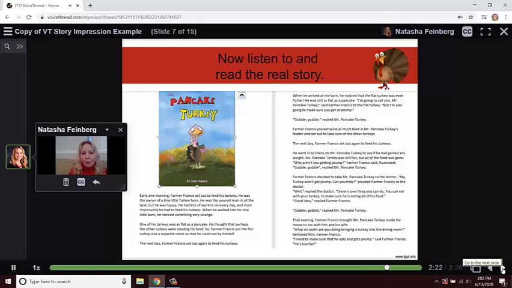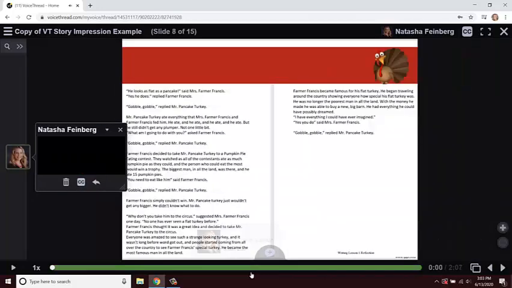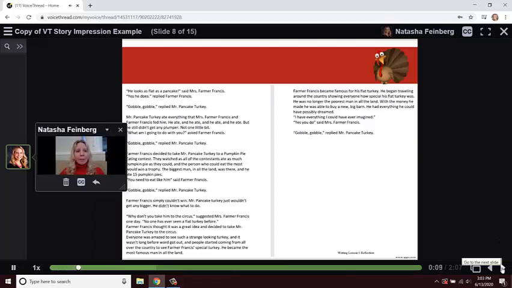"What on earth are you doing bringing a turkey into the dining room?" bellowed Mrs. Farmer Francis. "I need to make sure that he eats and gets plump," said Farmer Francis. "He's too flat." "He looks as flat as a pancake," said Mrs. Farmer Francis. "Yes, he does," replied Farmer Francis. "Gobble, gobble," replied Mr. Pancake Turkey. Mr. Pancake Turkey ate everything that Mrs. Farmer Francis and Farmer Francis fed him.